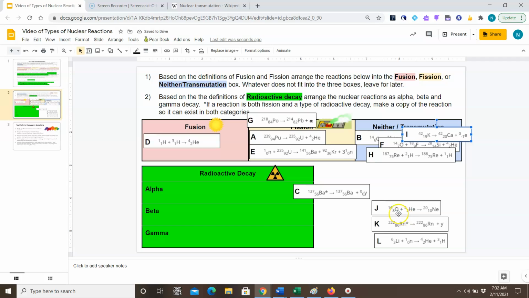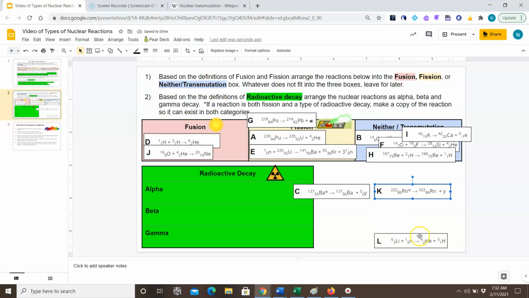All right, take a look at this one. Oxygen 16, helium 4, and neon 20 to make neon 20. Definitely a fusion. Radon 222, forming radon 222 and a gamma particle. Well, it looks like we're splitting things apart, but there's no change in the mass and no change in the identity. We're just going to leave this one out of the boxes. And now we have lithium with a neutron and helium 4 to form helium 4 and hydrogen 3. What do you think about this one? That's right, another fission. Remember, that neutron is just getting the party started.